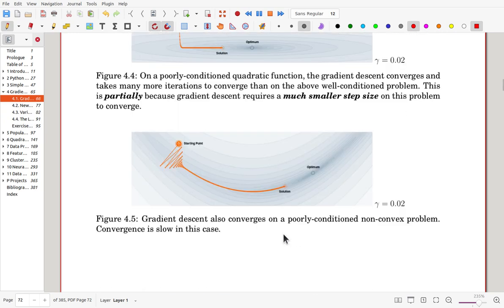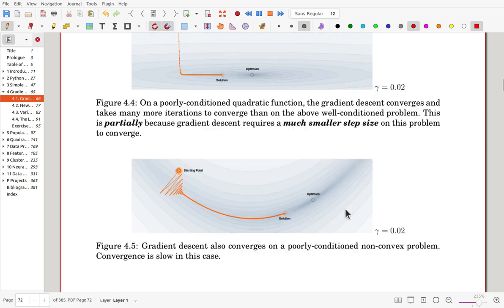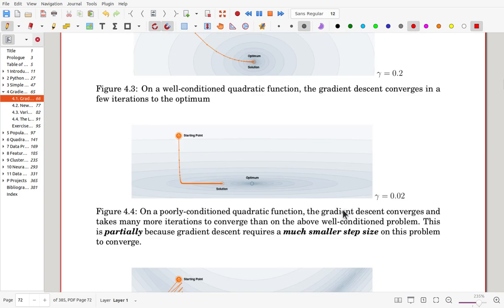Now, for the non-convex problem, it is the same: in the beginning it is a bit oscillatory, and with the choice gamma 0.02, the same criterion makes the algorithm stop before reaching the minimum point. So yes, the gradient descent method is not effective when the problem is poorly conditioned or non-convex.